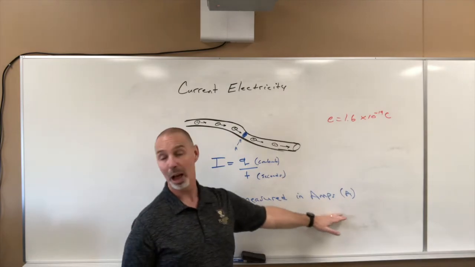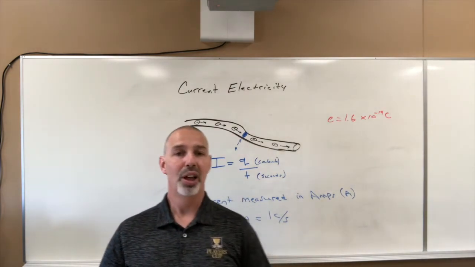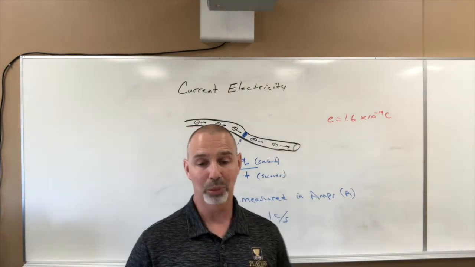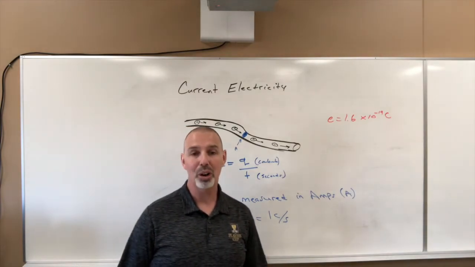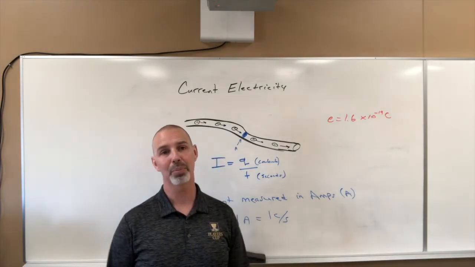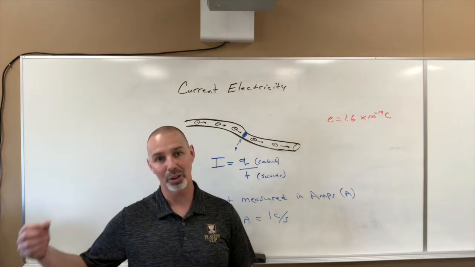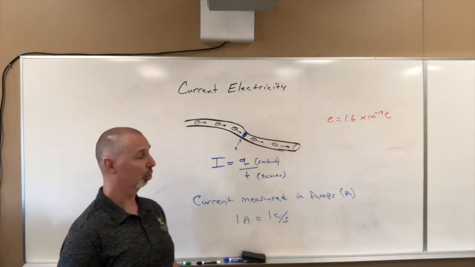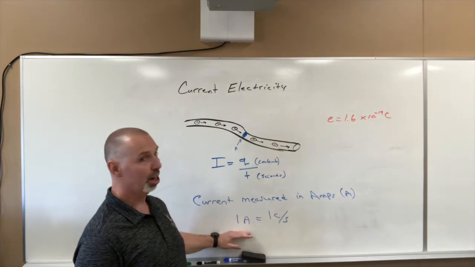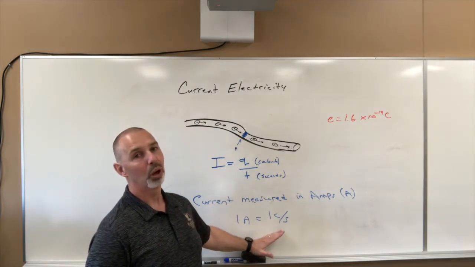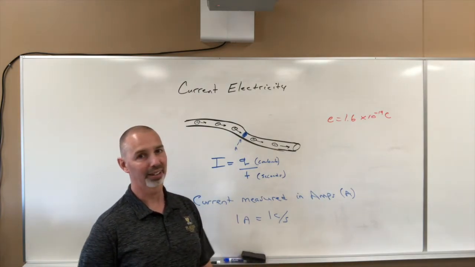Current is measured in amps, as I'm sure you are all aware. Whether you learned it somewhere or not, you probably heard at some point that we have an amount of amps in an electrical circuit. And again, 1 amp is defined as 1 coulomb per second.